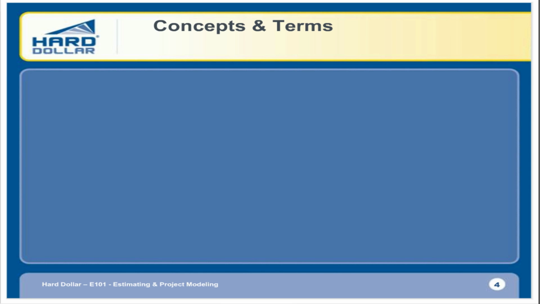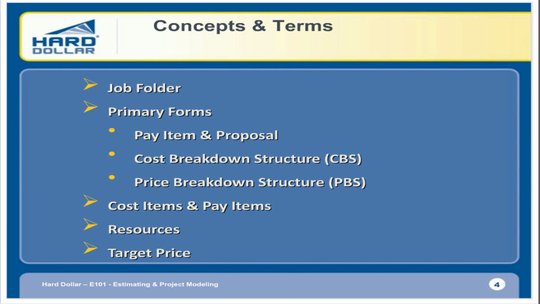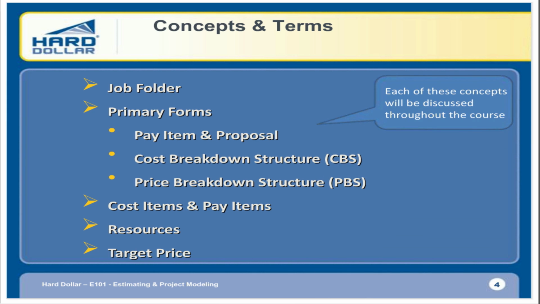During this course, we will introduce and explain many concepts and terms which are core to understanding Hard Dollar. These include job folder, the three primary forms, pay item and proposal, cost breakdown structure or CBS, price breakdown structure or PBS, cost item details, and pay items, resources, and target price. It is imperative that you have a firm understanding of each of these terms and concepts to ensure that you utilize Hard Dollar appropriately and get the most out of the application. You are encouraged to review these slides several times if necessary, as they form the foundation of your understanding of Hard Dollar.